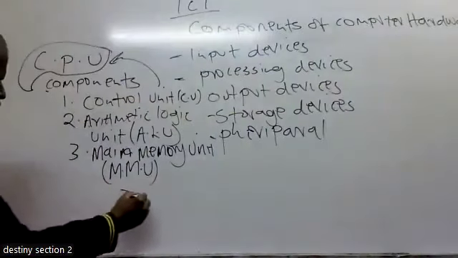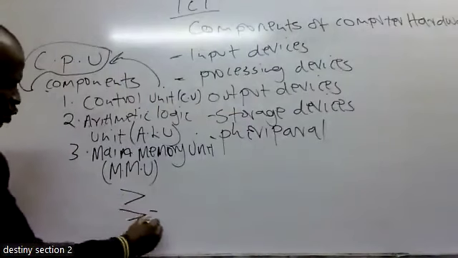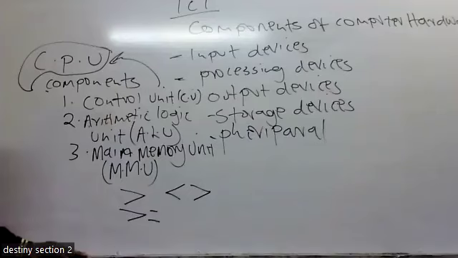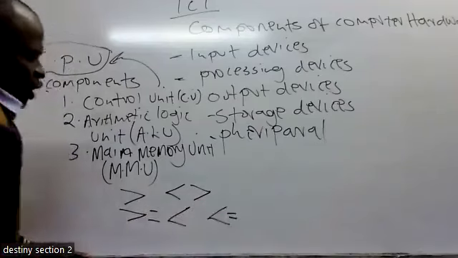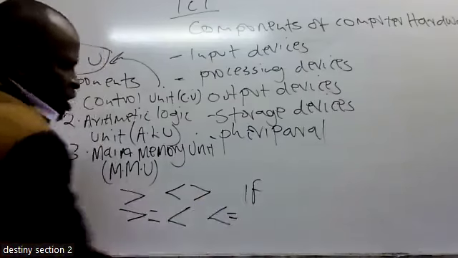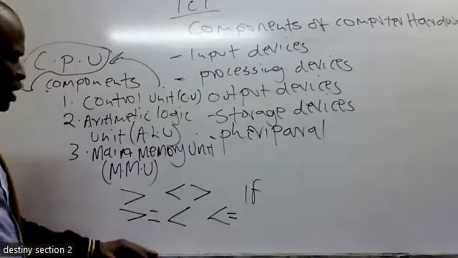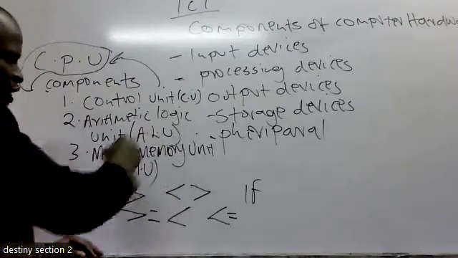A computer is able to determine whether a number is greater than or equal to, not equal to, and then less than or equal to, and then the IF function, and many other complex functions. So this is what we refer to as what? As logical. This is logical.